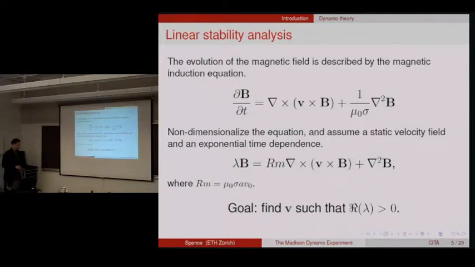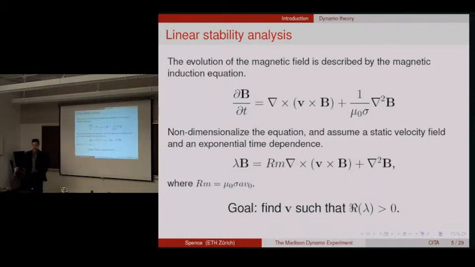So a quick overview of the theory. I'm sure all of you are familiar with this. This is the magnetic induction equation, which describes the evolution of the magnetic field of a magnetohydrodynamic system. On the left-hand side, of course, is the time derivative of the field. We've got two terms in the equation.